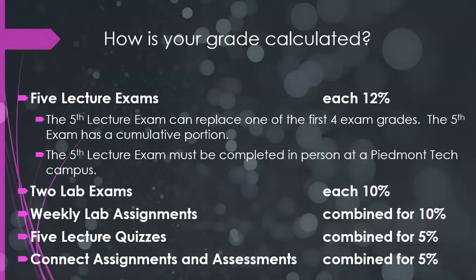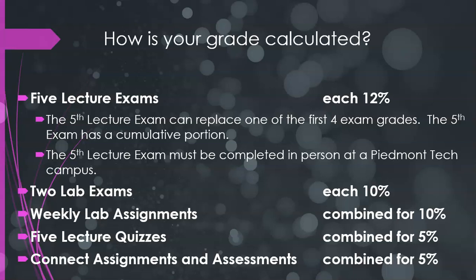A couple notes, the 5th lecture exam will replace one of the 4 previous lecture exams. So let's say something happened, you had an emergency, and you just weren't able to take lecture exam 2. At the end of the semester, when you complete that 5th lecture exam, whatever grade you get on the 5th lecture exam will also be put in the gradebook as your grade on that missed lecture exam 2. And this will never be used to reduce your grade. So if your 5th exam happens to be a low grade, this won't be used to pull down your grade.